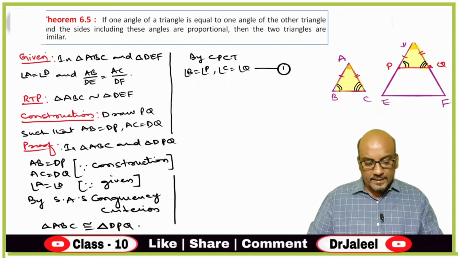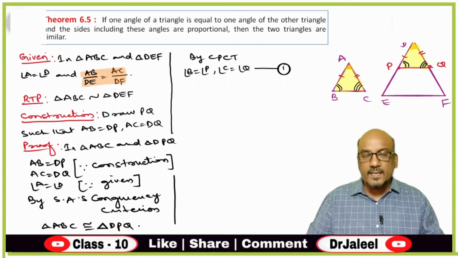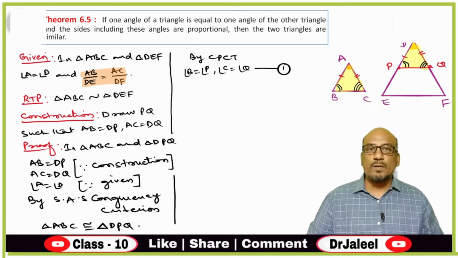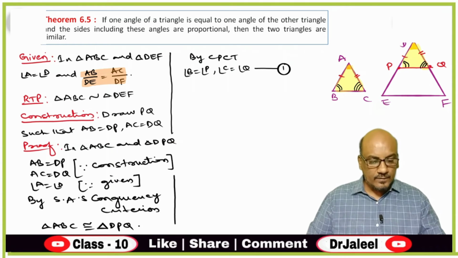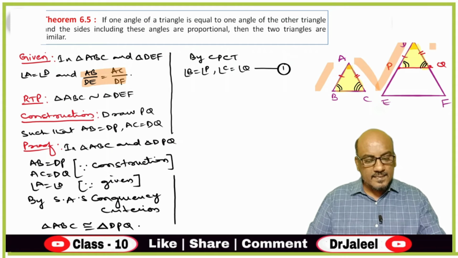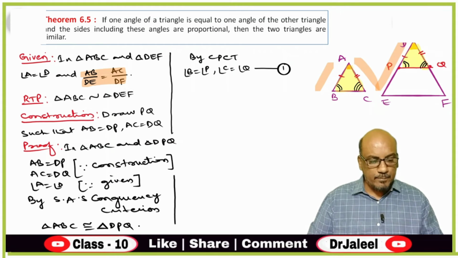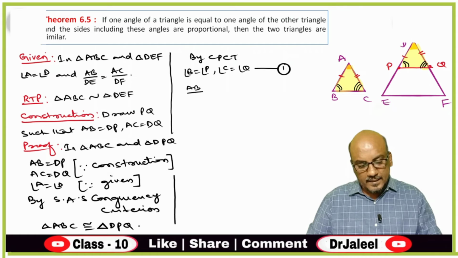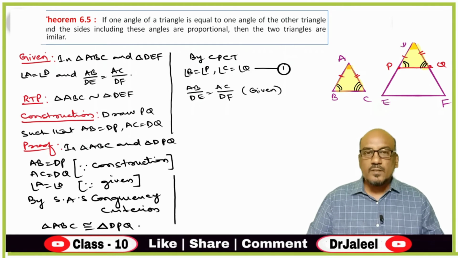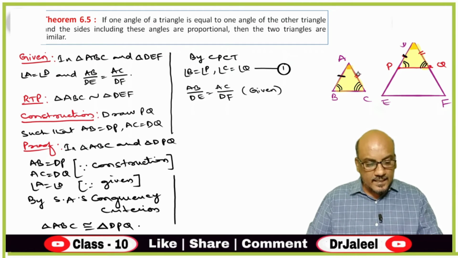Children, now we will take this given part. What is given here? AB by DE is equal to AC by DF. This side by side is equal to side by side. We will take this result and proceed. AB by DE is equal to AC by DF. I have taken it from given. Then now this AB is equal to what? DP, and this AC is equal to DQ.